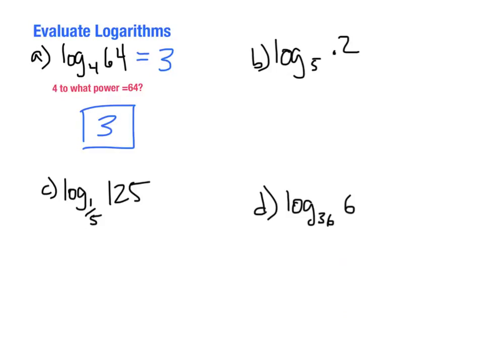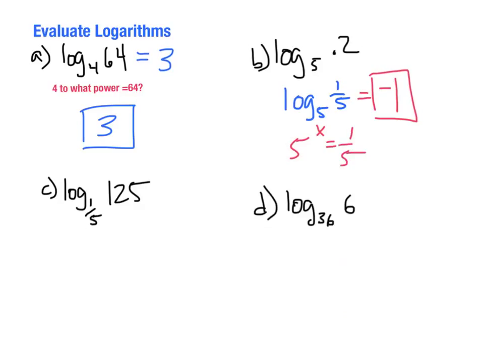Let's jump to b. Log base 5 of 0.2. This might be easier for us if we change 0.2 as a fraction to 1/5. So now, 5 to what power equals 1/5? Negative 1. So it's just like we're saying equals -1. And if it helps you, set it equal to x. That'd be 5 to the x equals 1/5. But you don't have to.